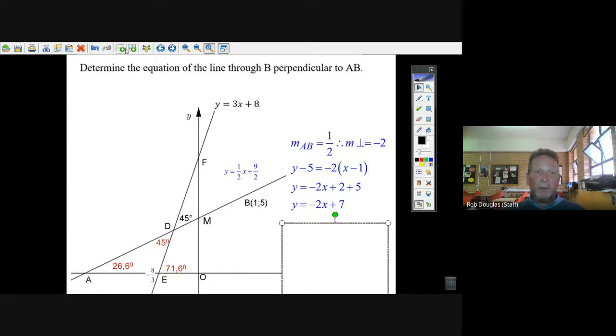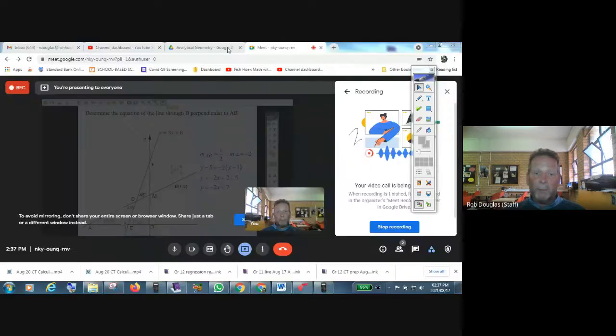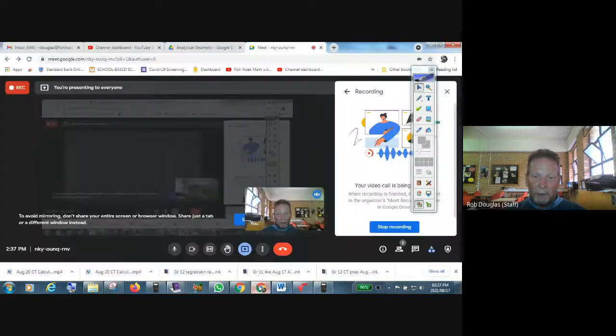There's the equation of the line that is perpendicular to AB, the line AB. Perpendicular because I turned the gradient upside down and changed the sign. But it passes through 1 and 5. See how I put 1 and 5 here? Perpendicular to AB, passing through 1 and 5. And that's it. I guess we'll finish up in the last video.